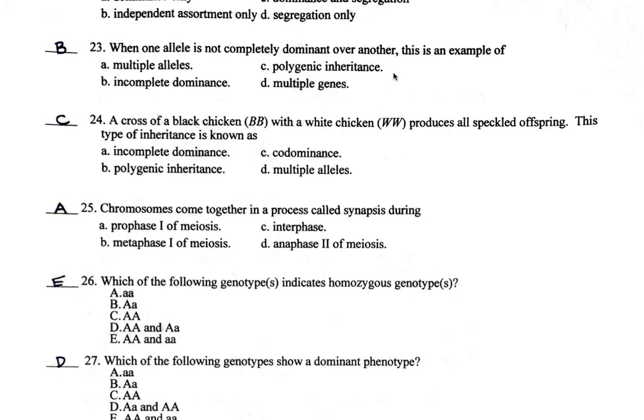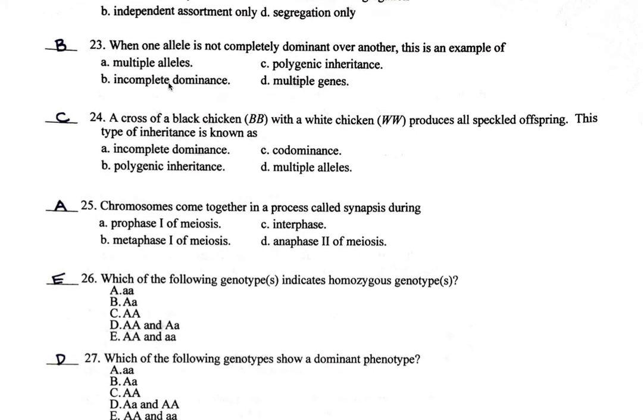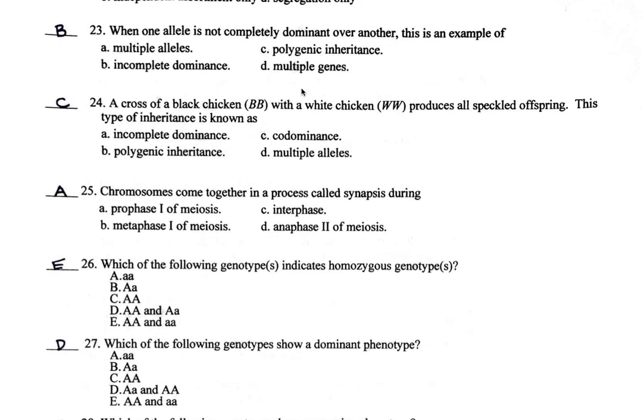23. When one allele is not completely dominant over the other, this is an example of, for here, incomplete dominance. Multiple alleles just means rather than having a big T, little t, you could also have, I don't know, a middle-sized t, for example. But remember, you will always just have 2 alleles. One individual can only have a maximum of 2 different alleles. Incomplete dominance is that mixing of color, so red and white makes pink. Polygenic inheritance tells you that multiple alleles affect just one trait. And then multiple genes, honestly, I don't even know what that is. We haven't talked about that. It's just multiple genes, but that's not something that we've talked about at all.